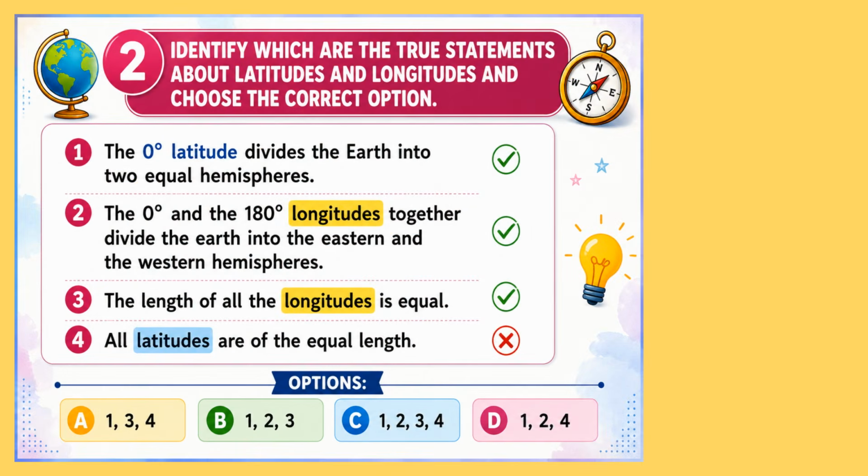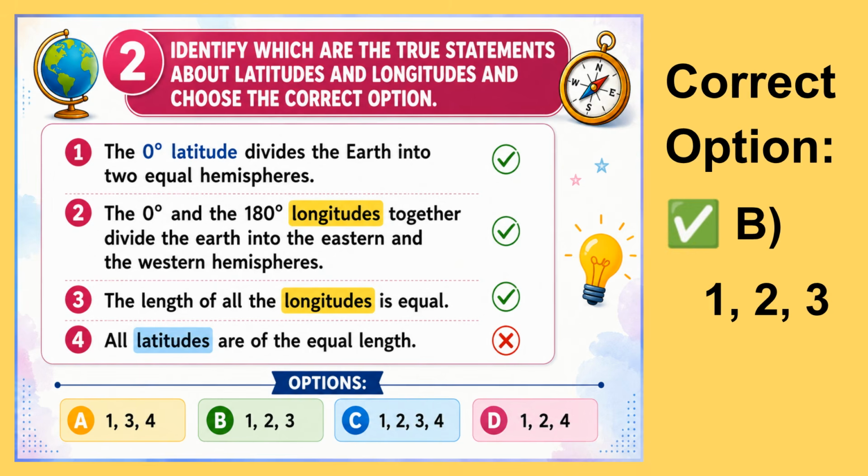Next, let's identify true statements. The 0-degree latitude divides the Earth into two equal hemispheres. The 0 and 180-degree longitudes divide the Earth into eastern and western hemispheres, and all longitudes have equal length. These three statements are true, making option B the correct choice.